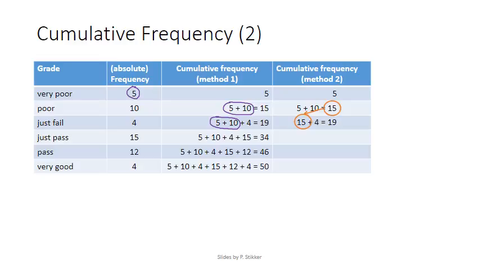And we can do the same for the other ones. The 5 plus 10 plus 4 from the just fail, we also see again here. So for the next one, we can simply use that 19 again and do 19 plus the 15 to get 34. For the next one, as you can see in the calculation, we used all of it again, and we get 34 plus 12 equals 46. And for the last one, 46 plus 4 equals 50. So this is much shorter and quicker to calculate the cumulative frequencies. The results in the end are of course the same.